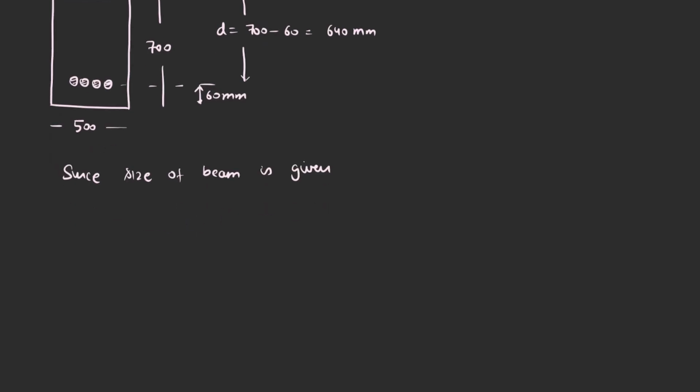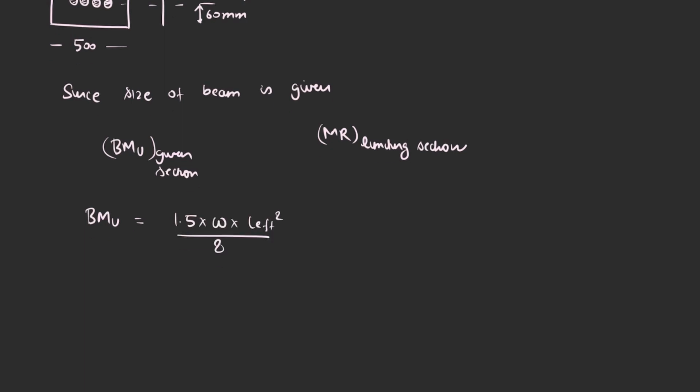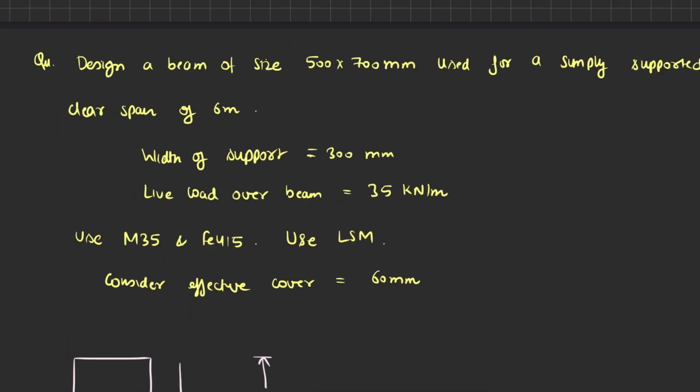compare between two moments. First, moment of resistance of limiting section and factored bending moment of given section, because we already know the dead load and live load, so we can calculate the factored bending moment of the given section. What is the formula for factored bending moment? It is equal to 1.5 W L effective square divided by 8, where W is equal to the summation of live load and dead load.